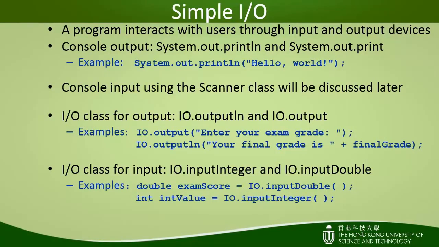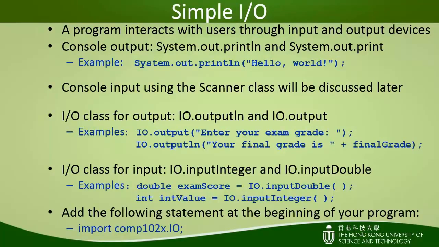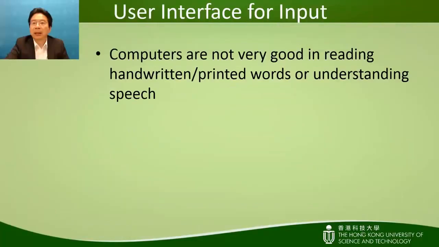In order to use the IO class, there is one more thing that you need to do. You need to import the package com102x that we have set up for you. In particular, you need to include the statement import com102x.io at the beginning of your program. Import is a Java reserved word. You should see a lot more examples about using import and these I/O methods in the coming weeks.